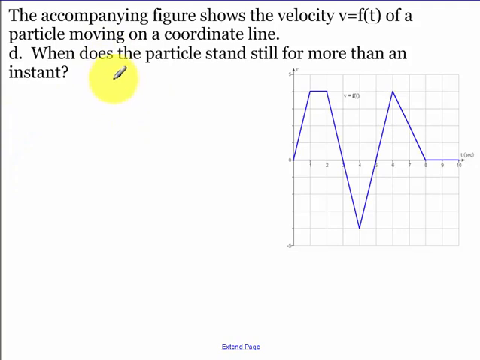Okay, same one, particle standing still. That means when velocity equals 0. So my velocity equals 0 from 8 to 10.